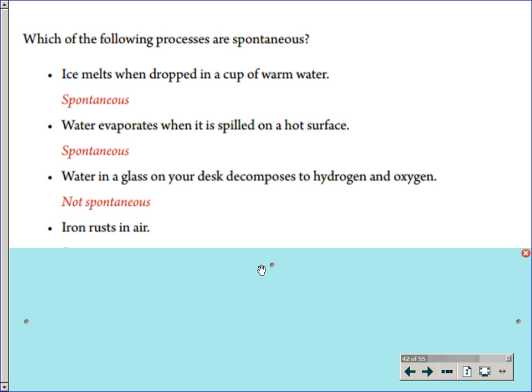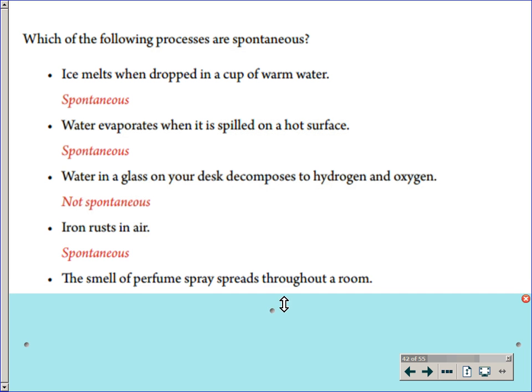Okay. Ashley's table, iron rust. Yeah, we've seen it happen. That's something that we know. We don't have to intervene. It's going to happen no matter what. Smell of perfume spreads around the room. Anthony's table? Absolutely, right? We're not going to try to scooch it around the room. It's going to naturally happen.